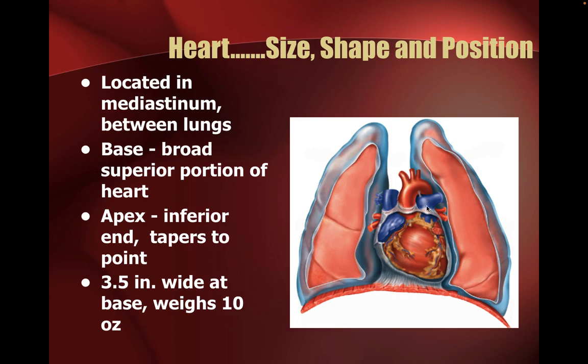The base of the heart is actually the superior portion of it, and that's because it's at its widest, so they consider that the base. And the apex, they consider down here the inferior part, which comes to the point. It tapers to a point. It gives you a little bit of specifics. It's 3.5 inches wide on average and weighs about 10 ounces.